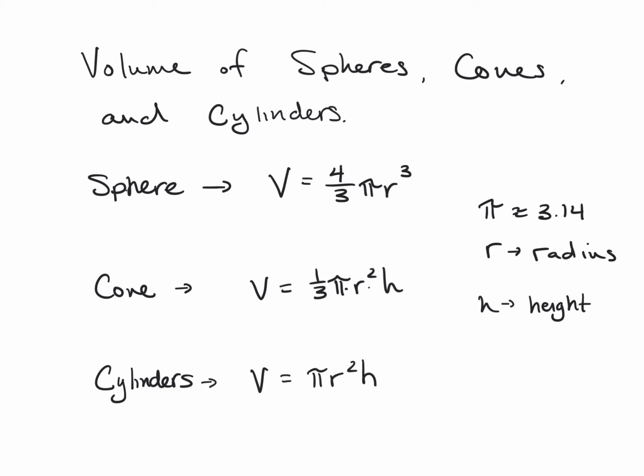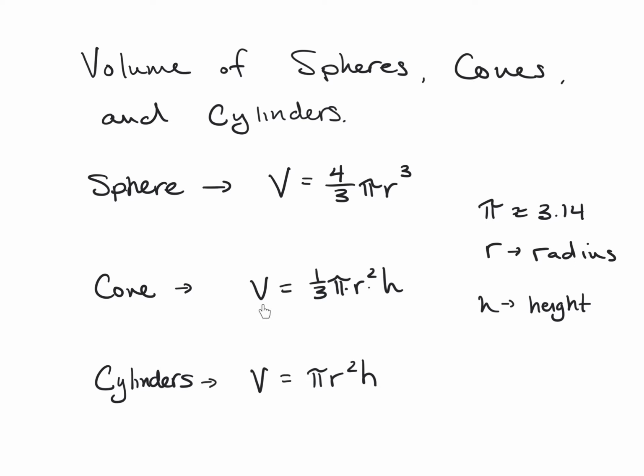So pi can be estimated. You can use 3.14 in your calculator. We are in 8th grade. If you're in older grades, sometimes we just use pi as is. And the r stands for the radius of the sphere. In the next slide, we'll get into where you locate the radius.